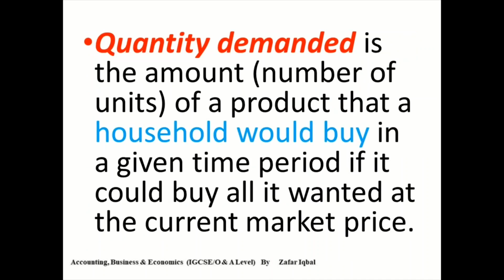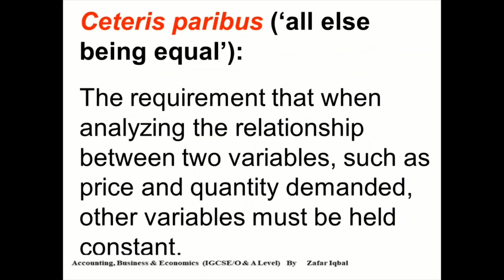Quantity demanded is the number of units of a product that a household would buy in a given time period if it could buy all it wanted at the current market price. Ceteris paribus means all else being equal: when analyzing the relationship between two variables such as price and quantity demanded, other variables must be held constant.